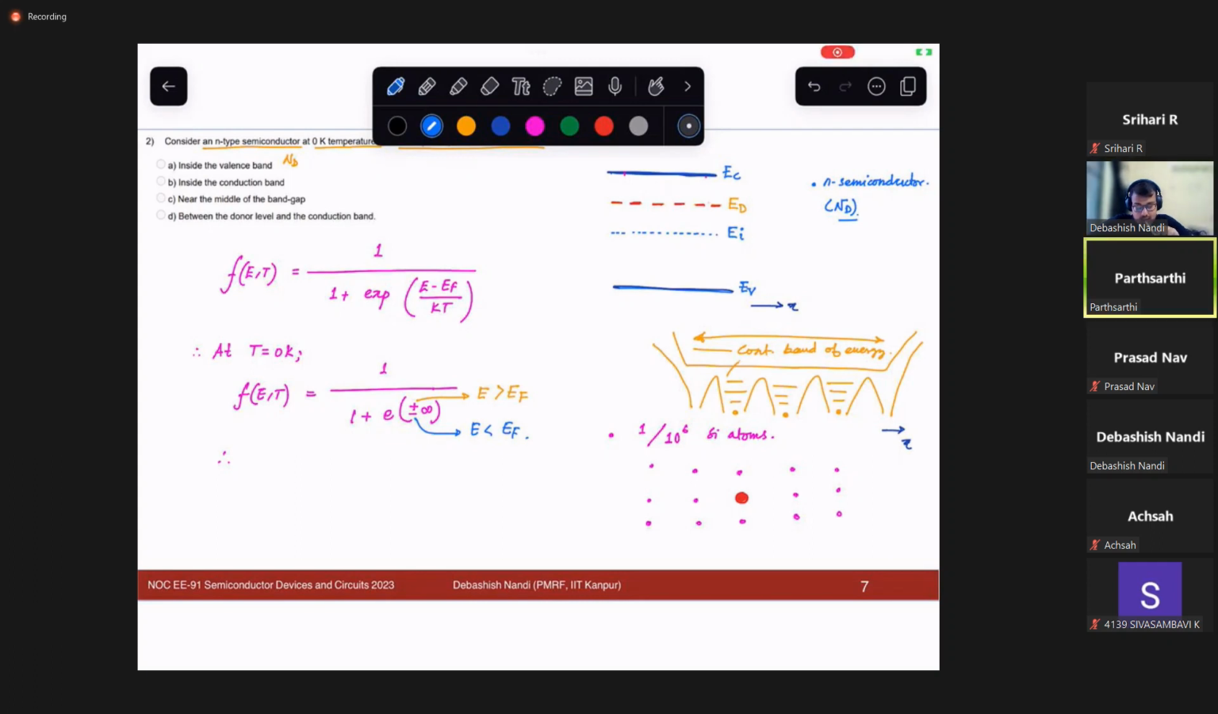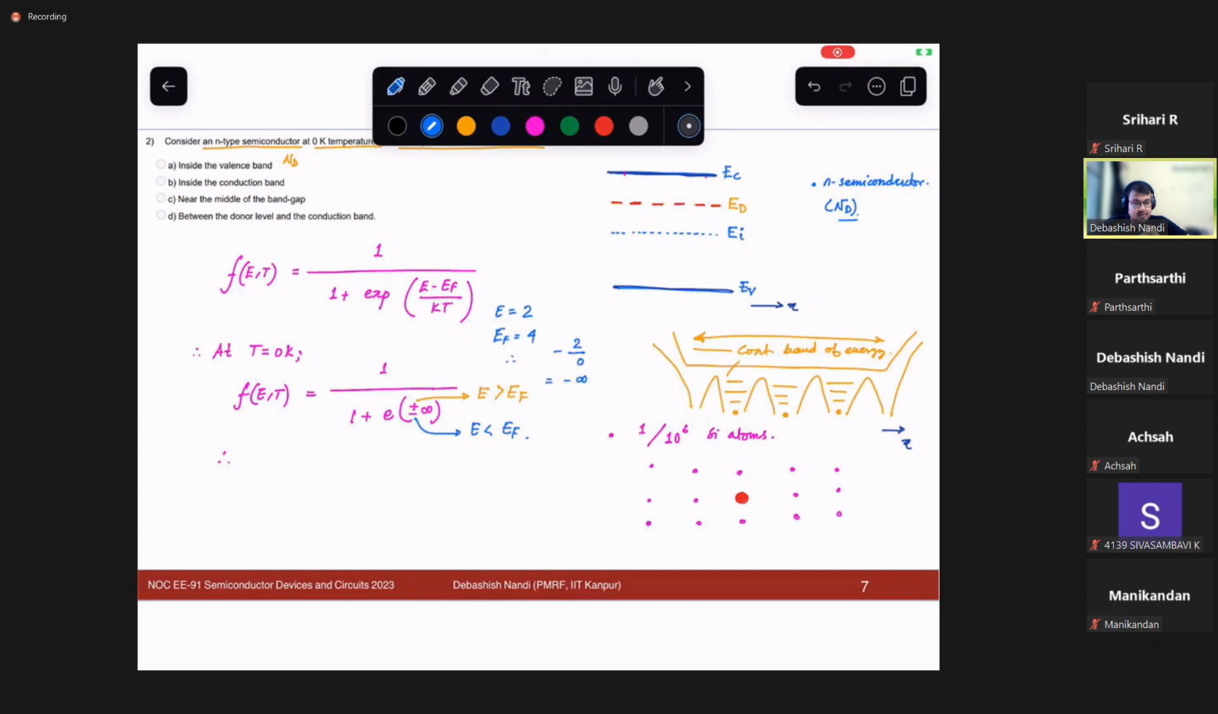Simple mathematics. Let's say E is 2, EF is 4. Then 2 minus 4 is minus 2. So I have minus 2 by 0. So that will be minus infinity, right? Yes, sir. Okay.